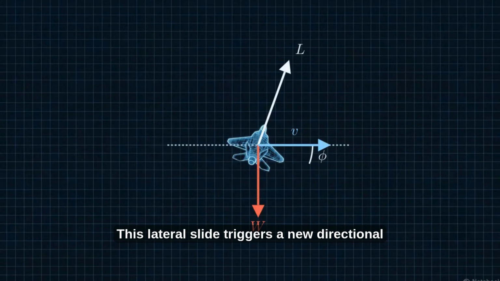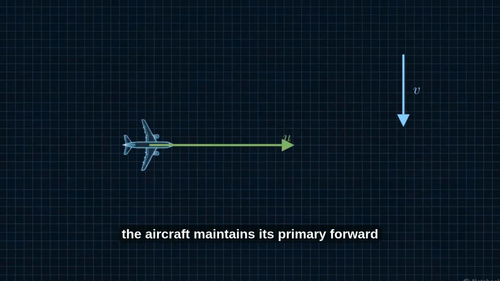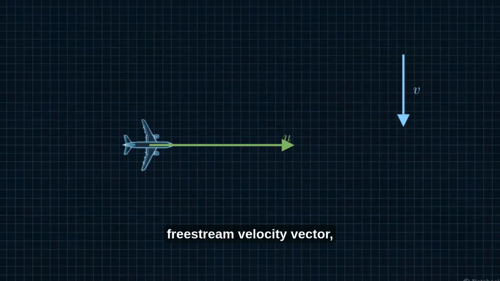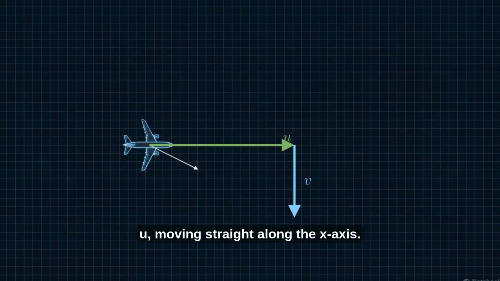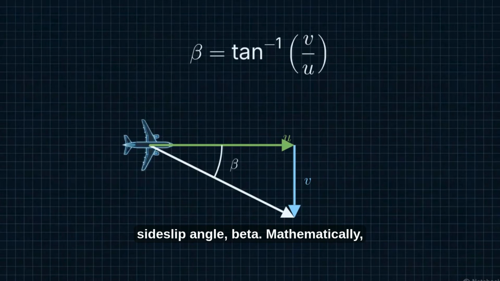This lateral slide triggers a new directional velocity component, the sideslip velocity, v. Meanwhile, the aircraft maintains its primary forward freestream velocity vector, u, moving straight along the x-axis. The interaction of these vectors defines the sideslip angle, beta. Mathematically, beta is the inverse tangent of the lateral sideslip velocity divided by forward velocity.